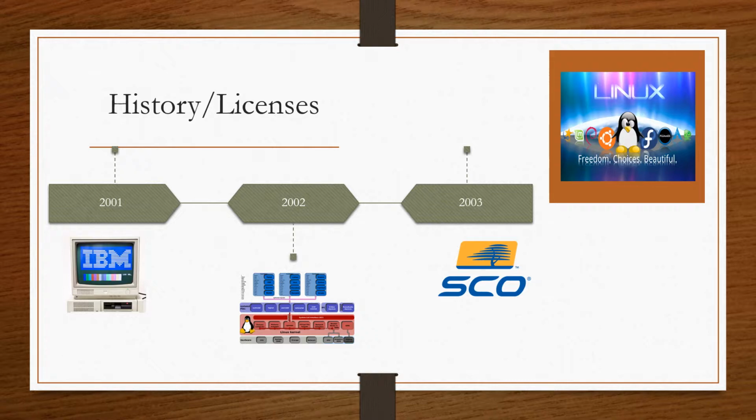In 2002, Linux moved to source control management. And in 2003, the SCO group filed suit against IBM, which added a lot of uncertainty into the Linux ecosystem.